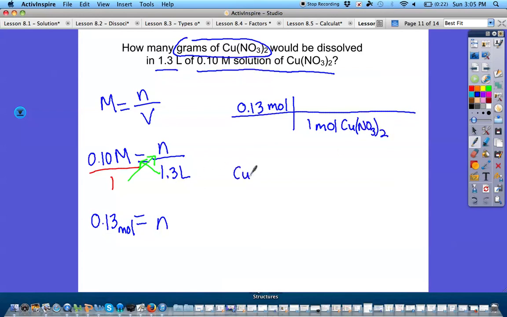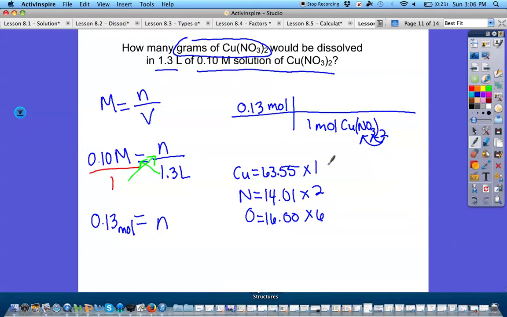So copper is 63.55 average atomic mass. Nitrogen 14.01, and oxygen is 16. We only have 1 atom of copper, we have 2 atoms of nitrogen, and 6 atoms of oxygen.